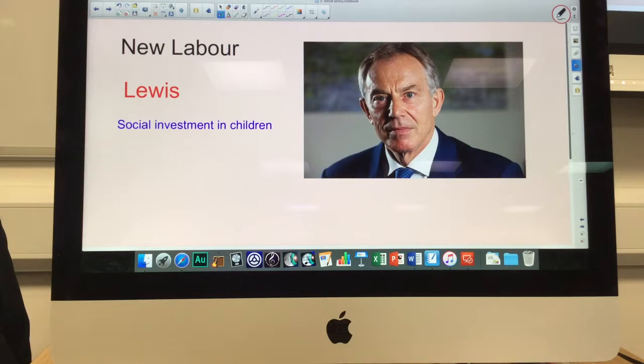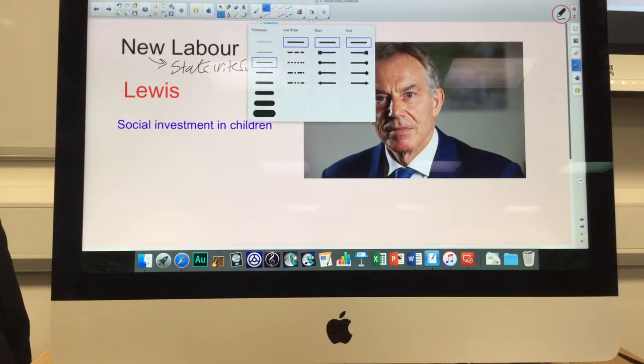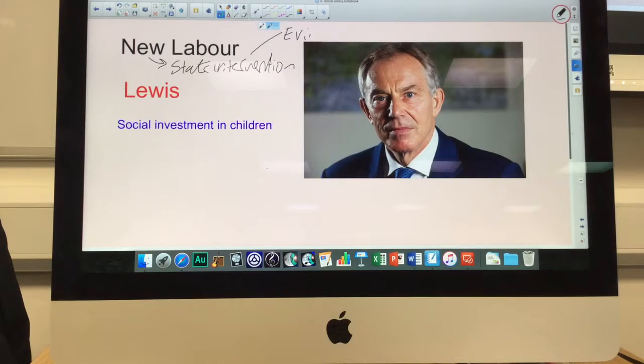All we need to do is talk about the approach that New Labour had to social policy. So if you remember, these guys were all about state intervention. They believed that the government should get involved in people's lives, and that's what he did. He passed so many policies, and there's a lot of evidence to support that claim. Evidence. Need a P in there, that's why I don't look right. So there's a lot of evidence to support the claim that New Labour were very keen on social policy. I'll just move Tony down here.